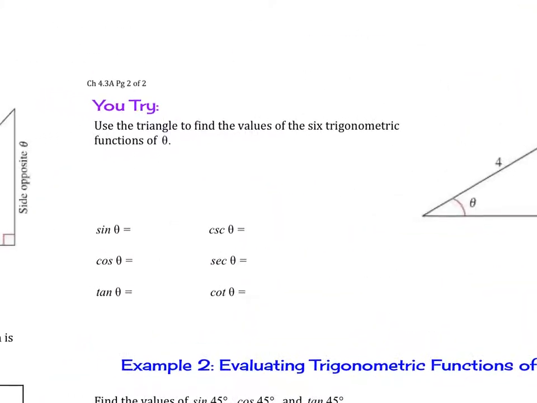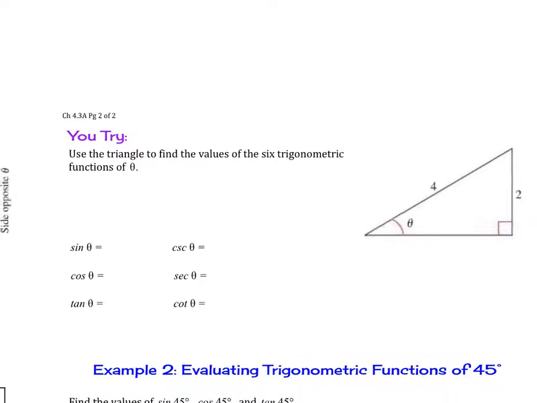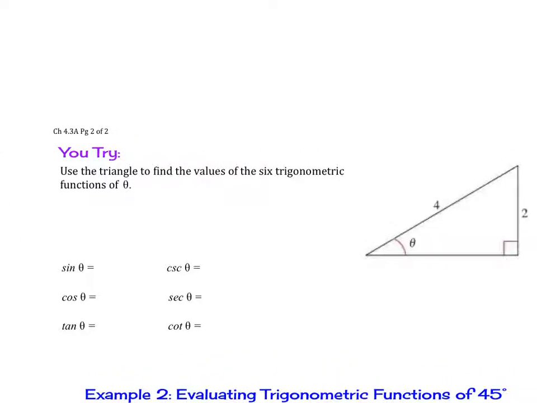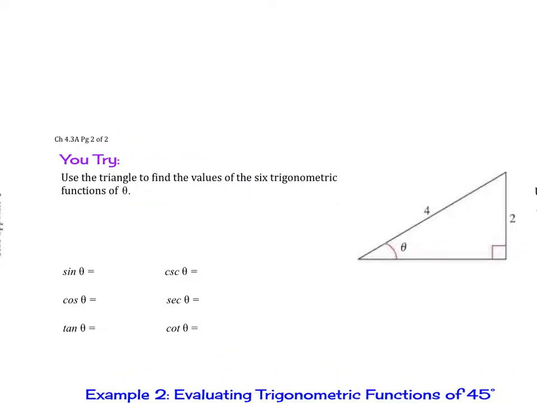So go ahead and try this example here. Use a triangle to find the values of the 6 trig functions of theta. So you're given the hypotenuse and the side opposite. So find the side adjacent and then evaluate these trig ratios. Make sure to rationalize the denominator if you need to.